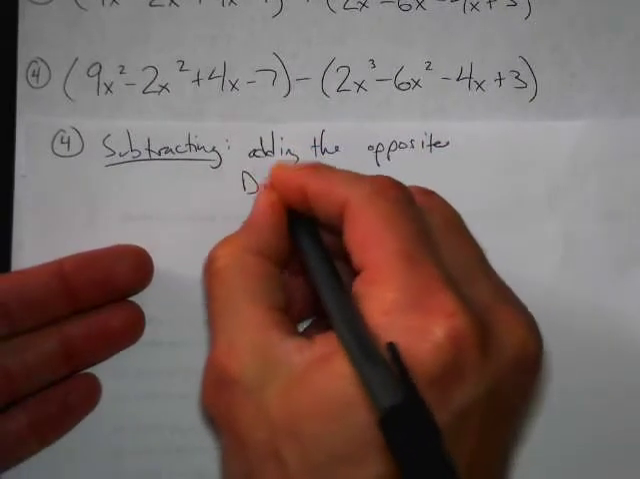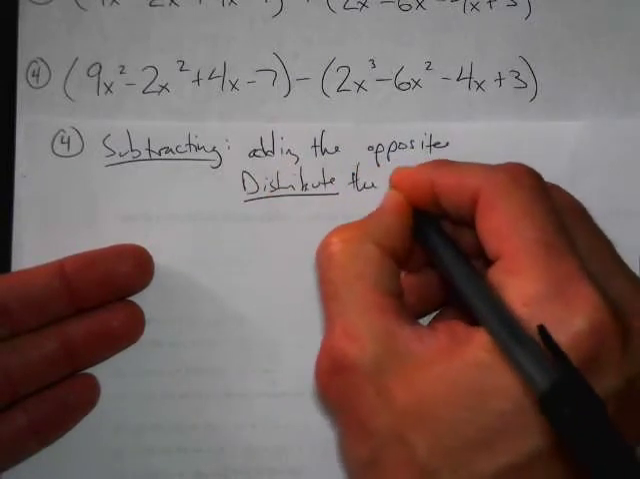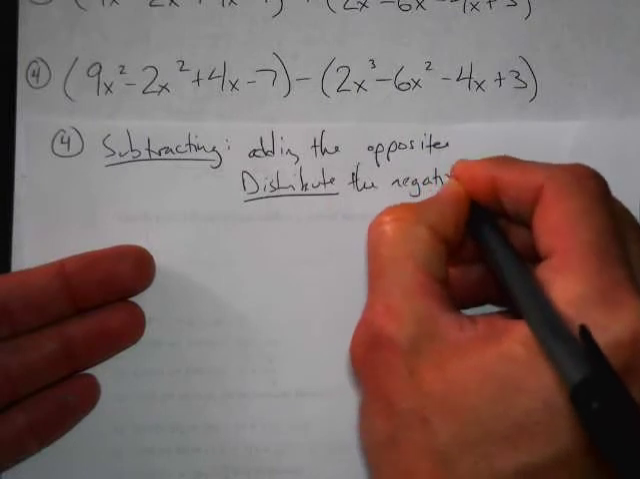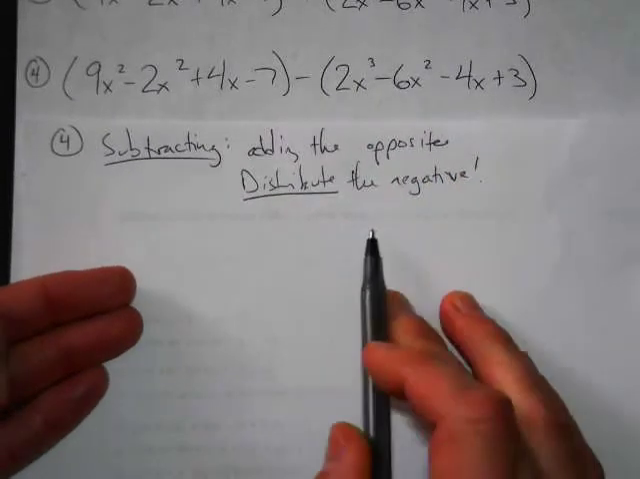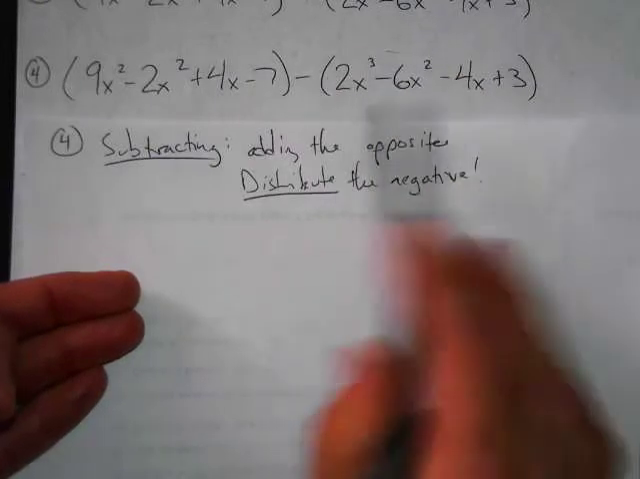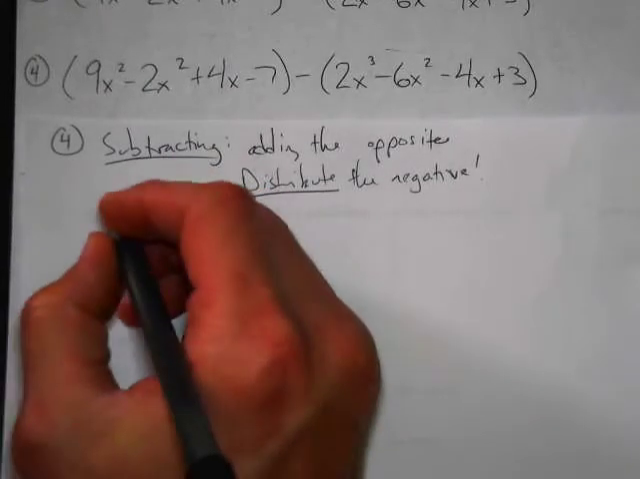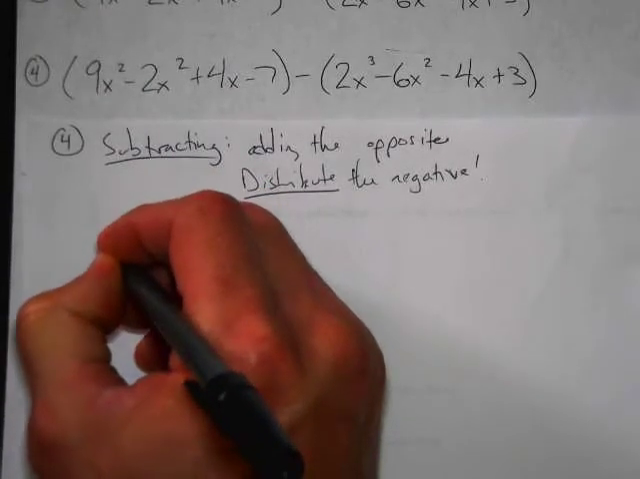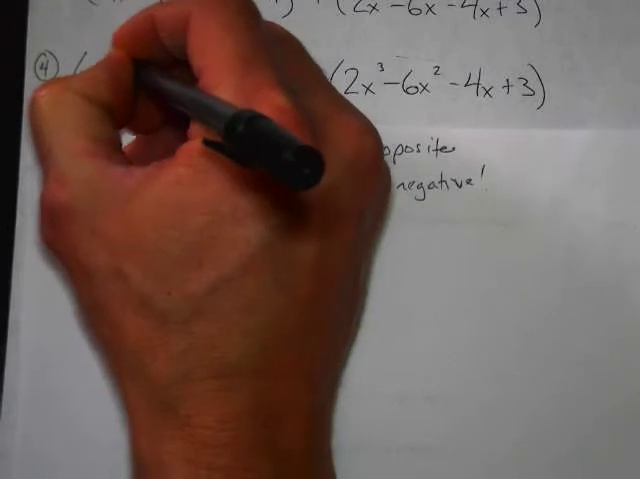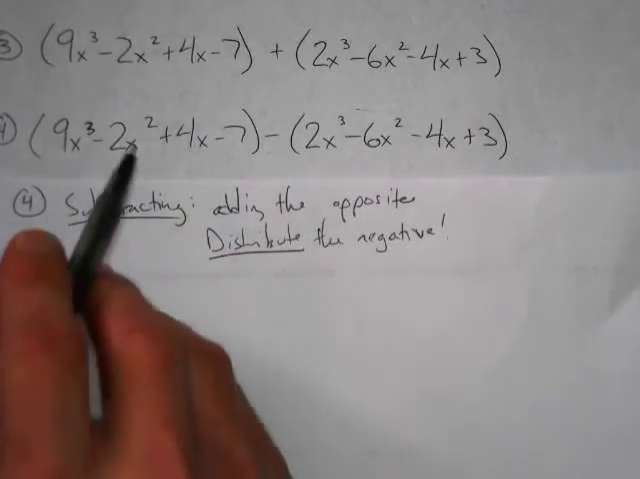So we are distributing the minus sign, distributing the negative. Okay, we're actually using the distributive property. So we're distributing that negative sign to everything in the group. We're adding the opposite. Such an important thing to realize. And once we do that, then we can combine like terms. So this is just another way of looking at subtraction.